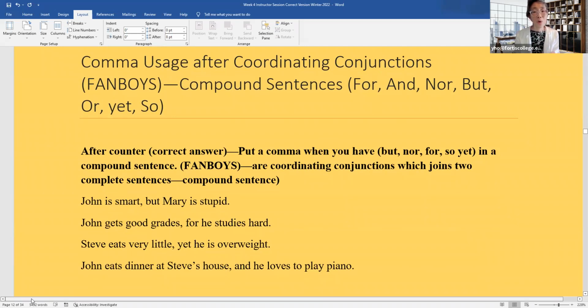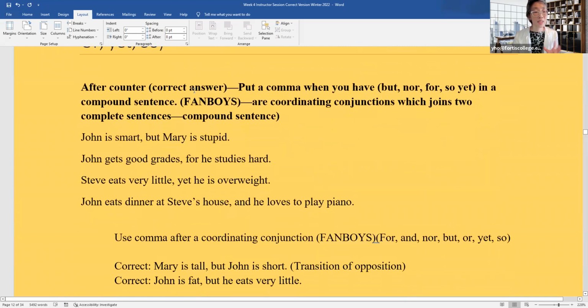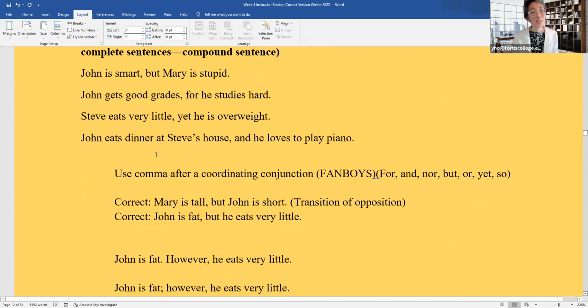And so when you have a coordinating conjunction, FANBOYS stands for, and, nor, but, or, yet, and so. When you have two sentences joined by FANBOYS, that's known as a compound sentence, okay? And when you have a compound sentence, you just have to have: John is smart, comma, but Mary is stupid. John gets good grades, comma, for he studies hard. Steve eats very little, yet he is overweight. John eats dinner at Steve's house, and he loves to play piano.